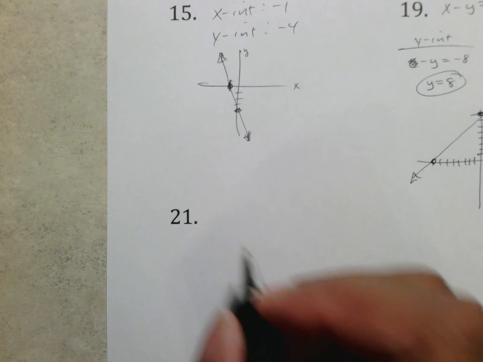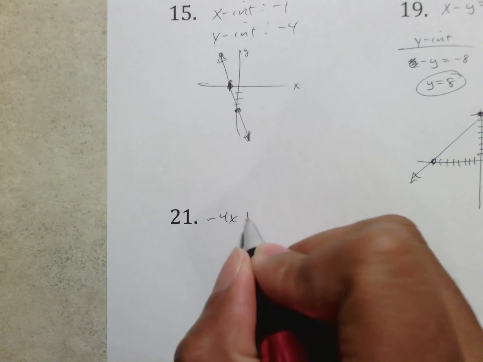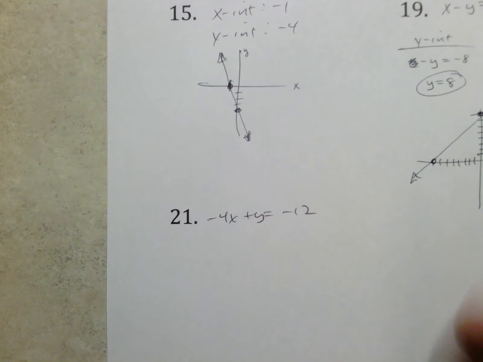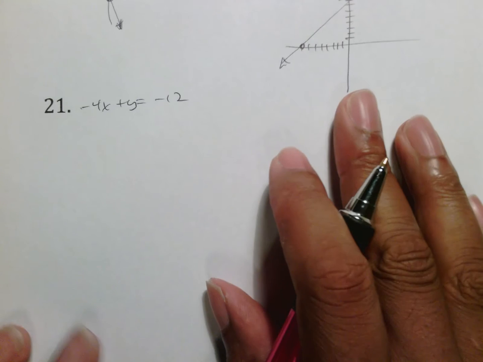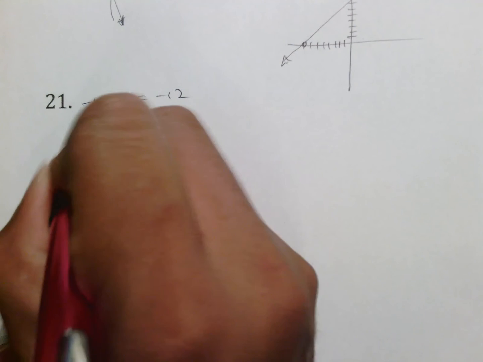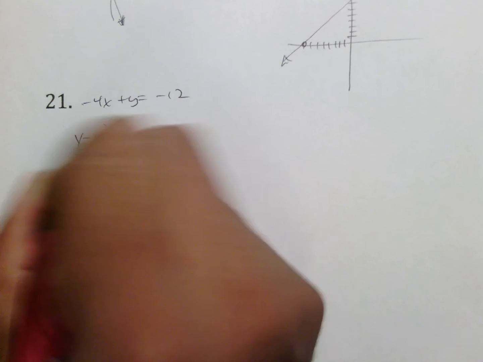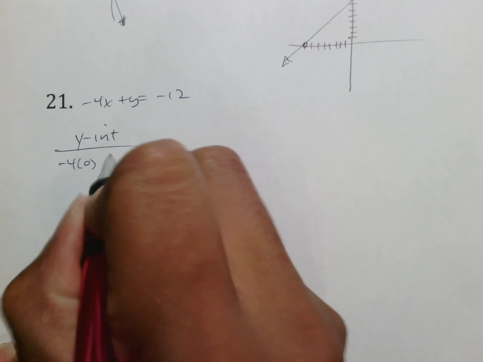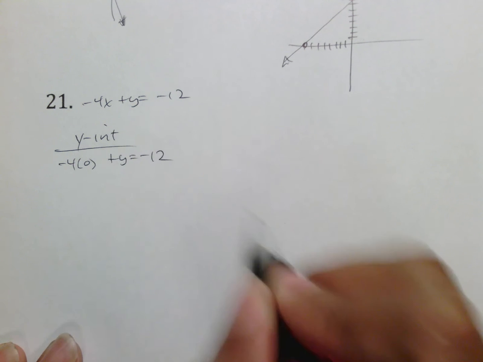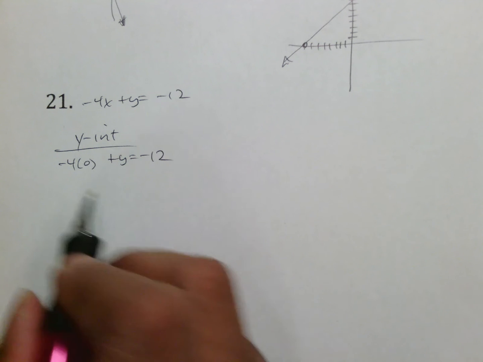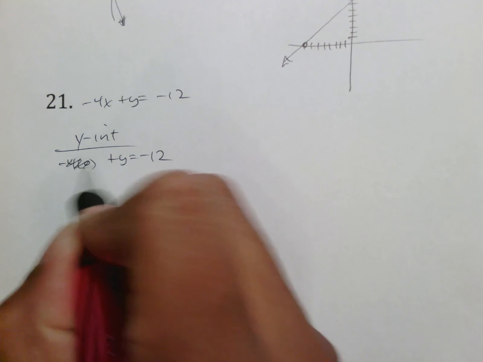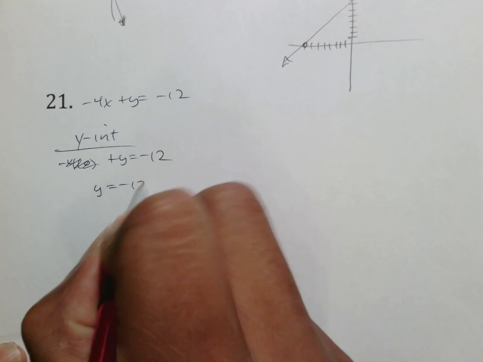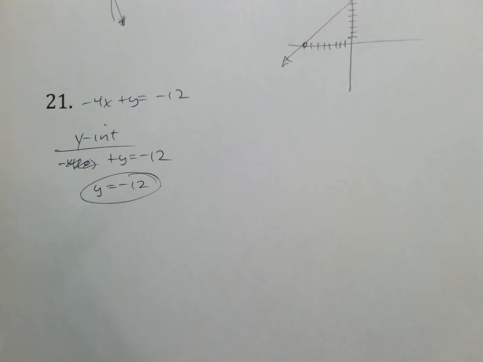And then 21 has -4x plus y equals -12. Again, it doesn't give me either one of the intercepts, so I have to find it. So I'll do the y-intercept first. That means plug in 0 for x, so -4 times 0 plus y equals -12. This goes away, leaving me just y equals -12, which is my first intercept.